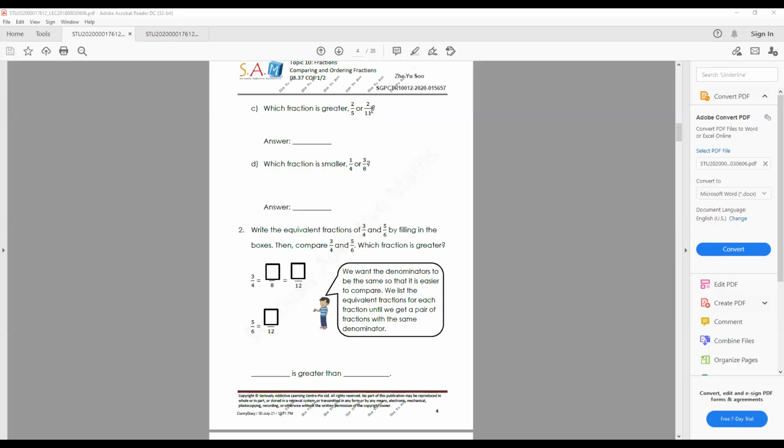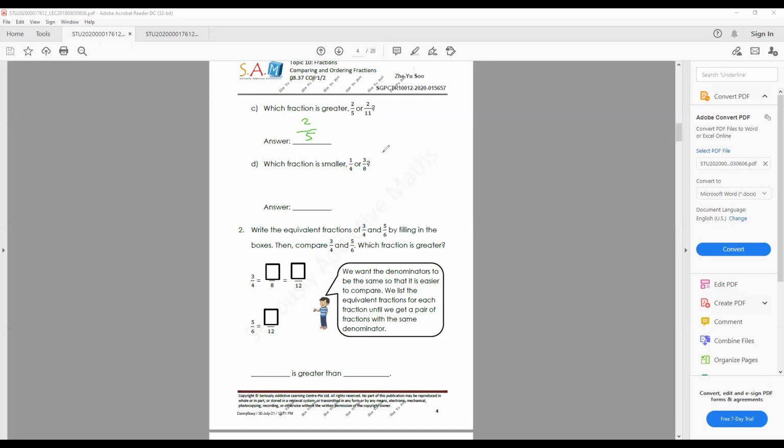Let's go through the answers. The first one: which fraction is greater, 2 out of 5 or 2 out of 11? The numerator is the same, so you compare the denominator. The smaller it is, the greater it is. So that means 2 out of 5 is greater.